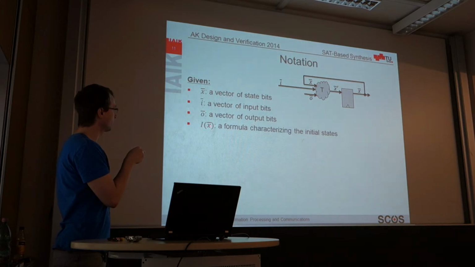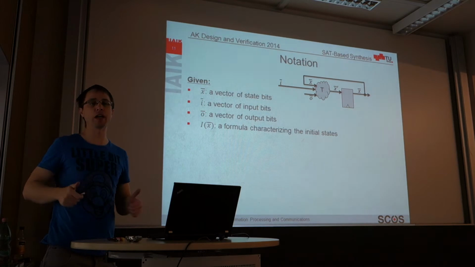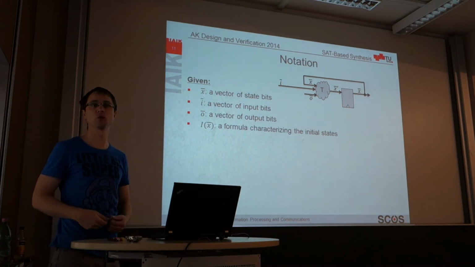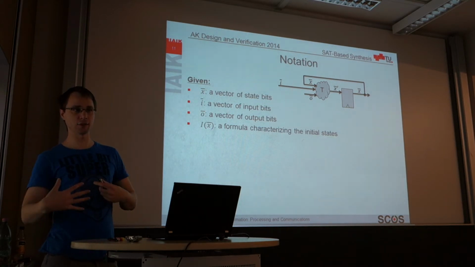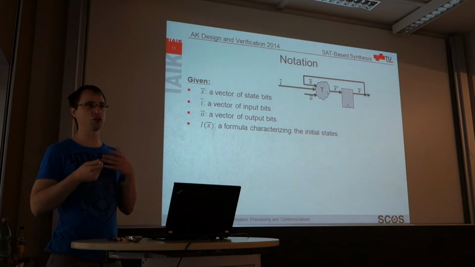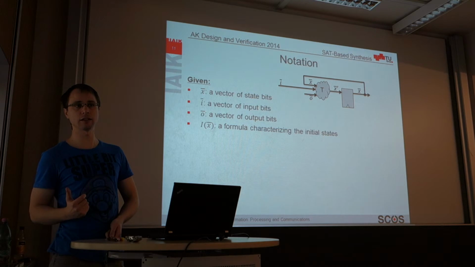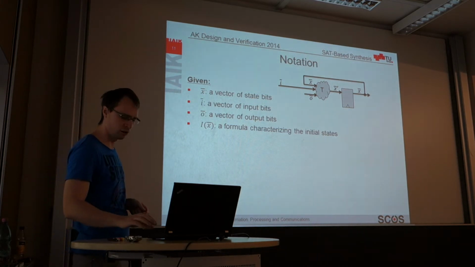This formula talks about the state variables x, and this formula just evaluates to true whenever our state is in the initial state and to false otherwise. This is the usual trick of encoding sets of states using formulas. We just use a formula that evaluates to true whenever an element is in the set, and it evaluates to false whenever this element is not in the set.